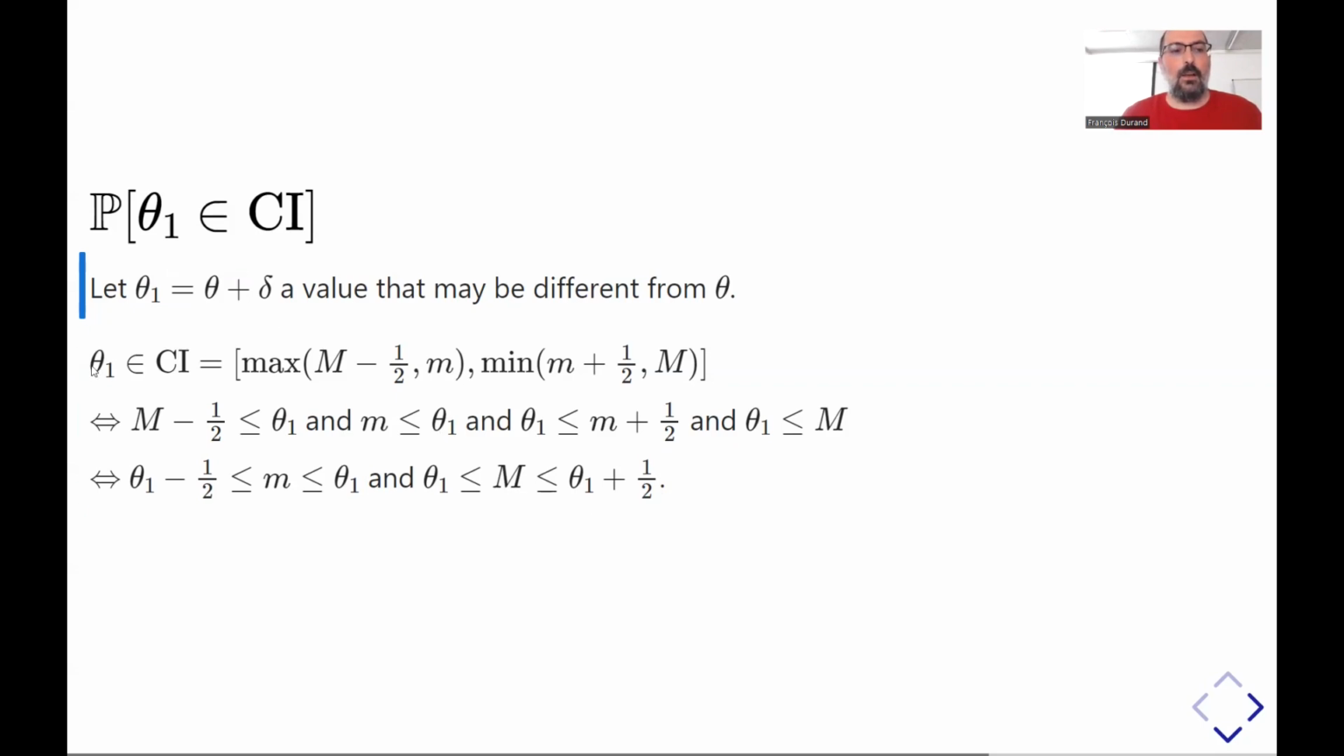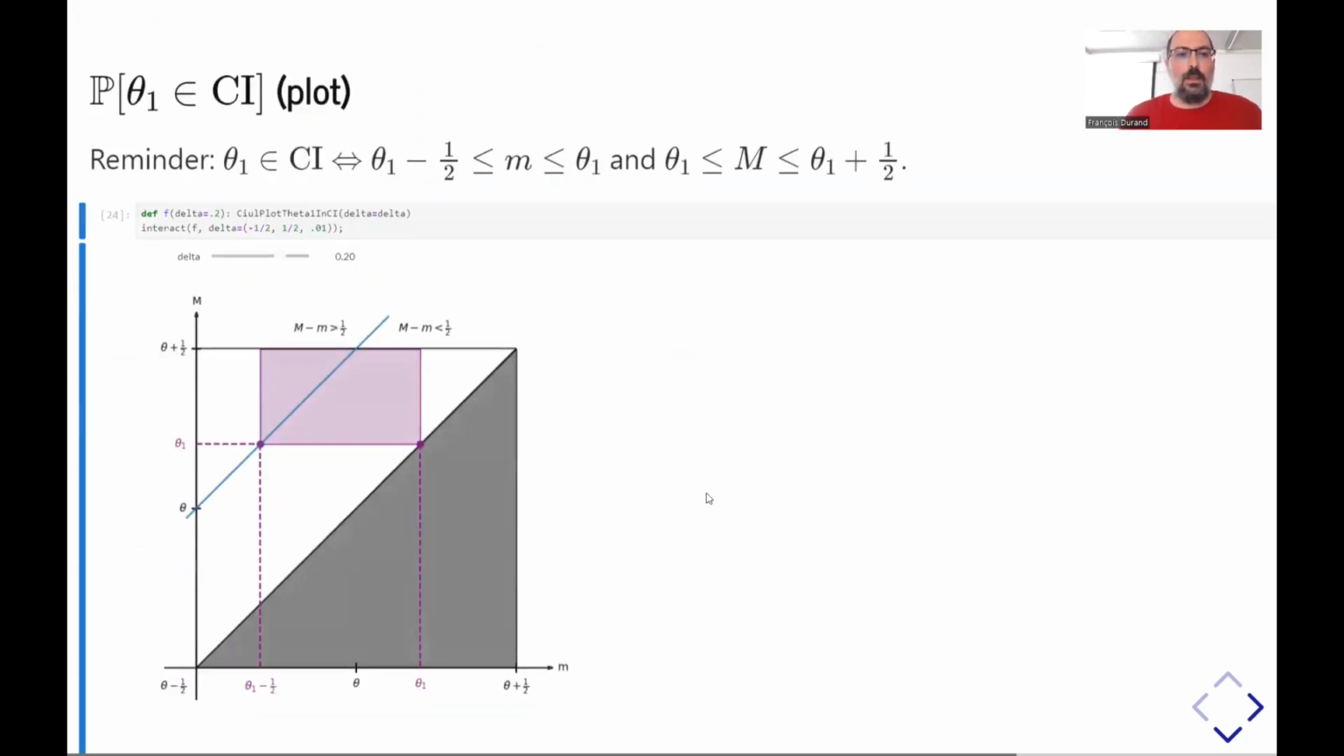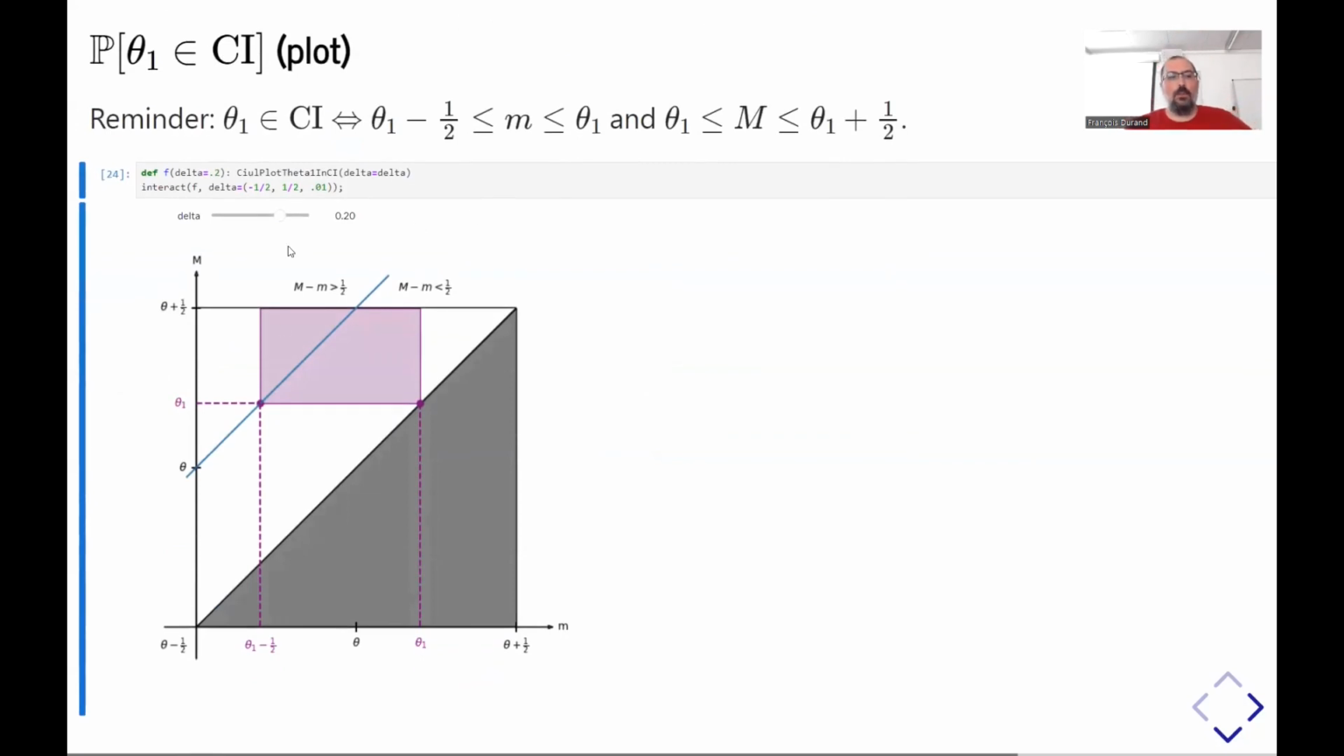So theta is in the confidence interval if blah, blah, blah. So this corresponds to a square in my MM diagram. And simply this square moves when the value of theta1 is moving. So the square is a rectangle. My square is a square. It's just that sometimes it is out of the possible bounds.